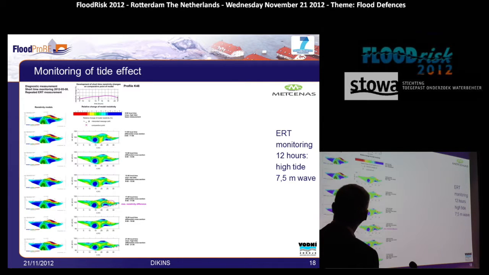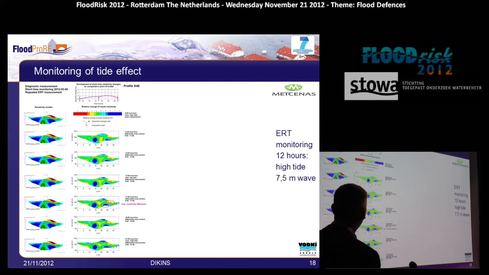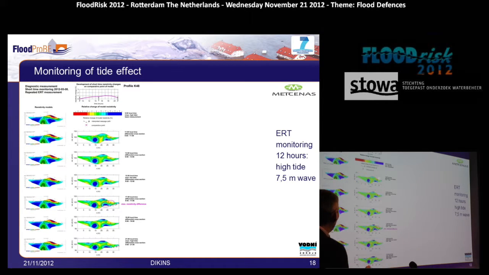This example is a result of monitoring. On this side you can see again a couple of cross sections, but this is one position, and the same cross section was measured in time every 2 hours. It means that we measured from one high tide to the next high tide event. The change of water level between high tide and low tide was about 7.5 meters. When you look at the cross sections, you can say there is no change. Therefore, we computed some differential cross sections.